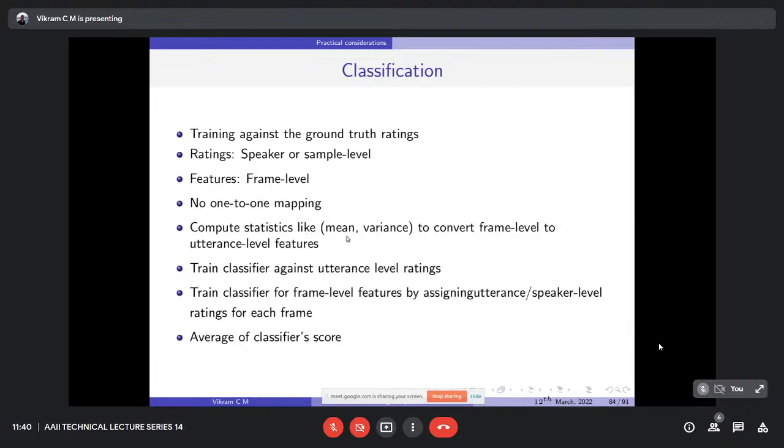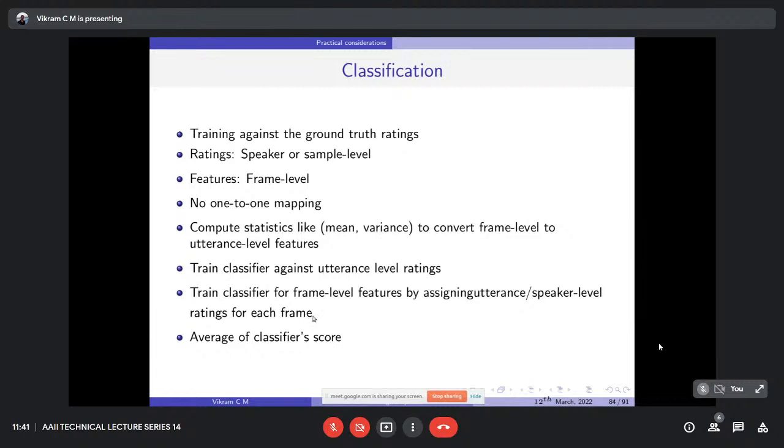Further, we can compute various statistics of the frame level features, like mean and variance, to convert the frame level features to the utterance level. Further, we can train a classifier against utterance level labels. So one thing is assigning the utterance level label to each and every frame and training the machine learning model. But another way is to just average out or get some statistics of all of the frames and train on those features for the utterance level labels. So that is one more way of mapping.